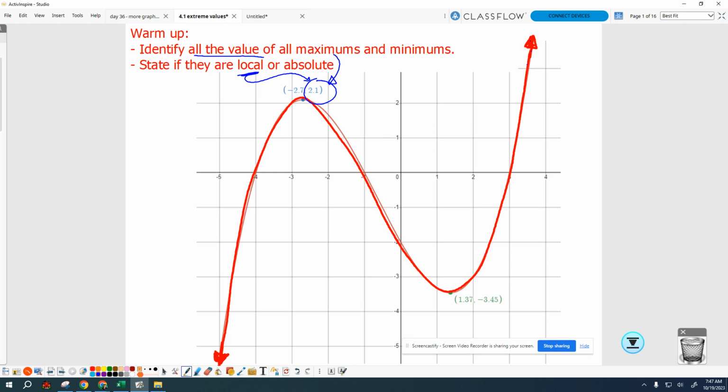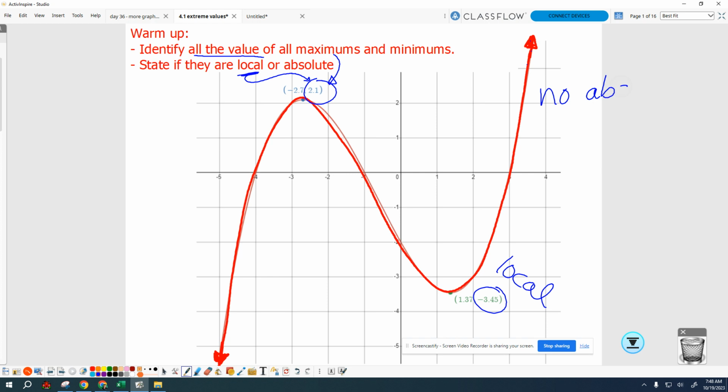Okay. Gus, what do you think about minimums? Negative 3. The y value, and is it local or absolute? Local. What does it take to be an absolute max or an absolute min? Well, it depends on the highest or lowest point on the graph, period. Do I have a highest or lowest point on the graph, period? No.